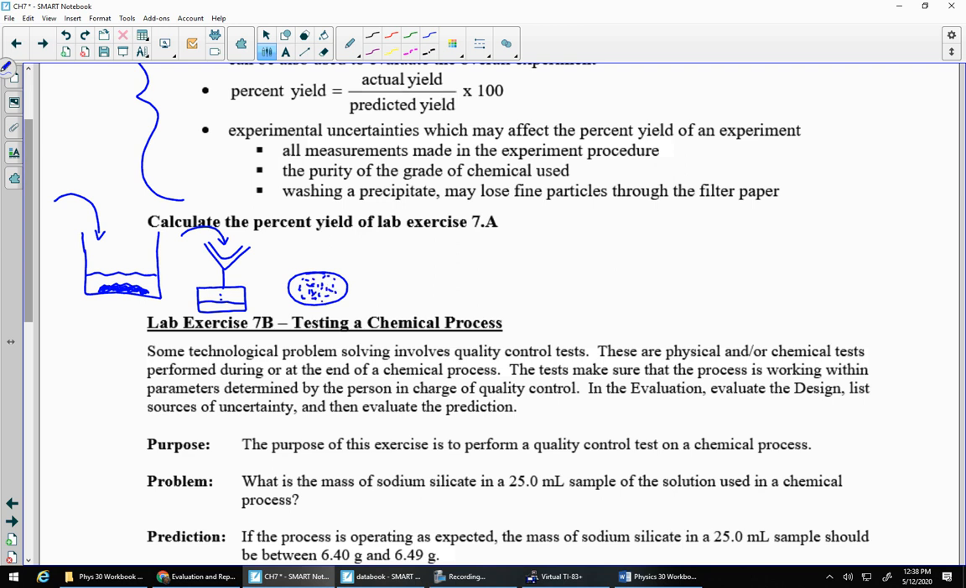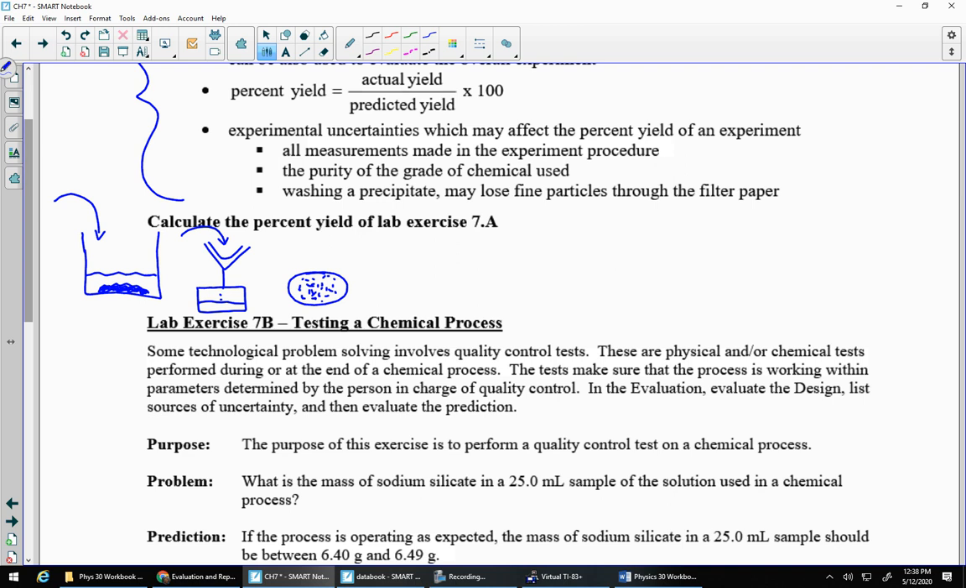Now, if you want to figure out how well you did that chemical reaction, you can figure out your percentage yield. So how much you actually got, the yield that you actually got out of your chemical reaction, versus your predicted yield. Your predicted yield is the part that comes from your stoichiometric calculations. It's how much you should have got versus how much you did get.